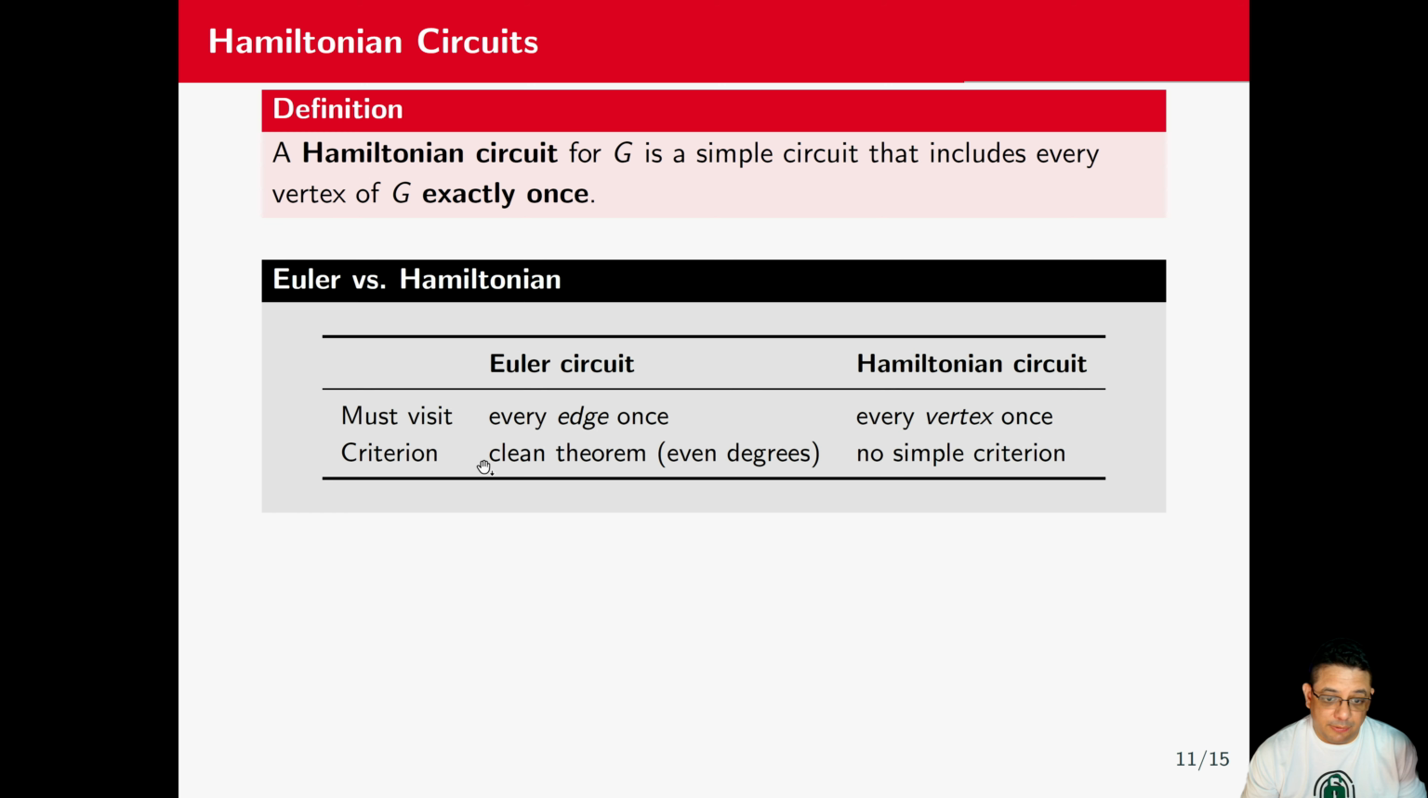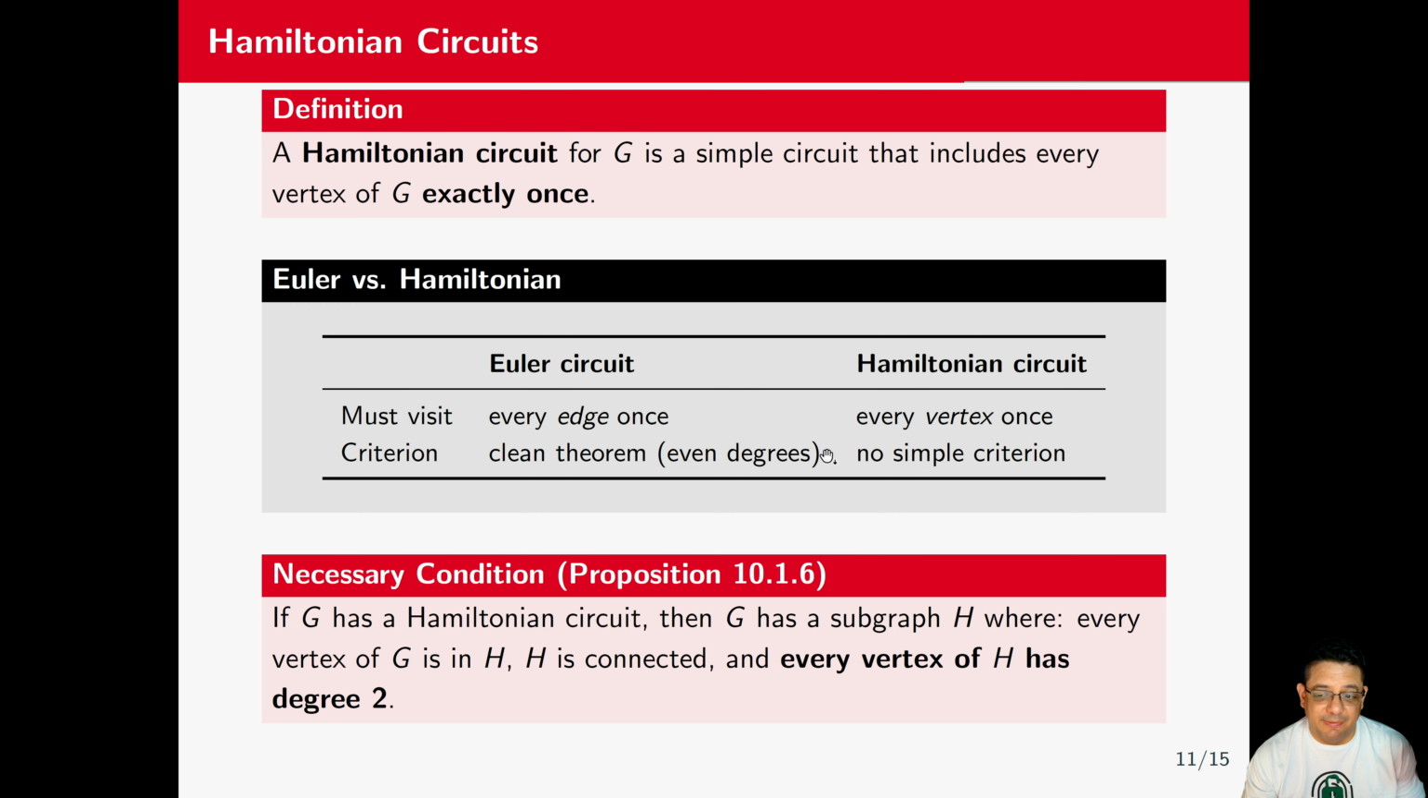We have a clean theorem for the Euler circuit, but for the Hamiltonian, we don't really have a simple criterion that we can use. We do have a necessary condition: if G has some Hamiltonian circuit, then G is going to have a subgraph H where every vertex of G is in H.